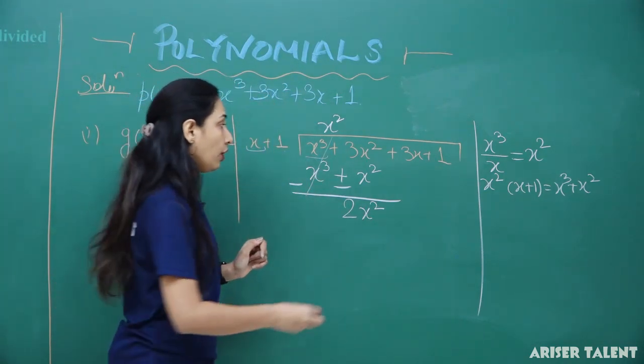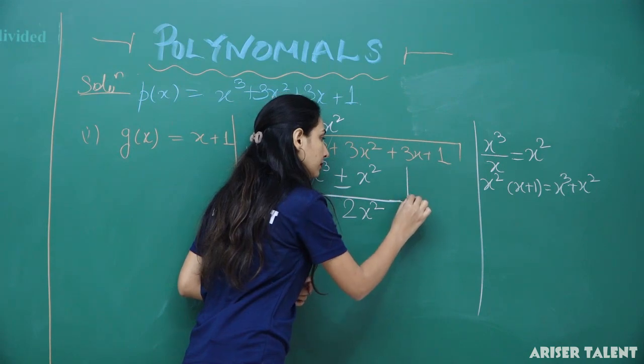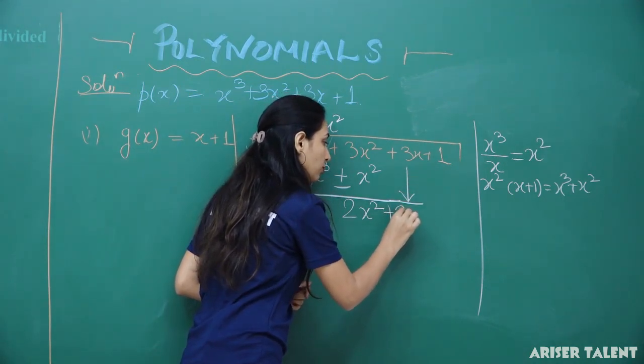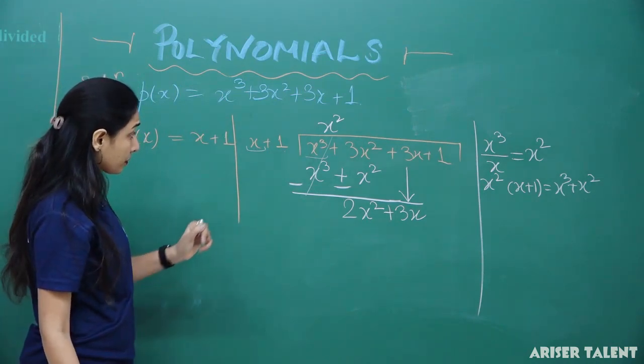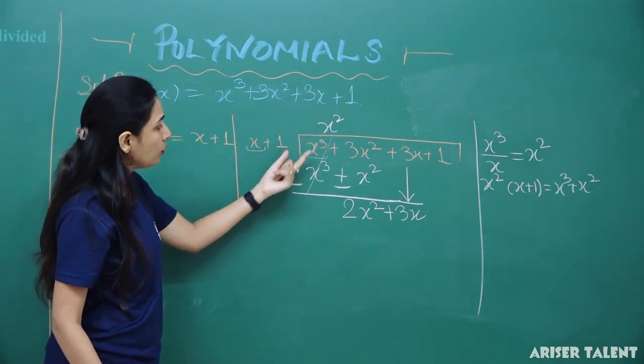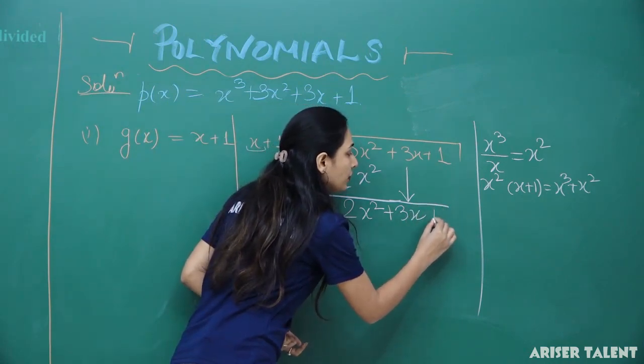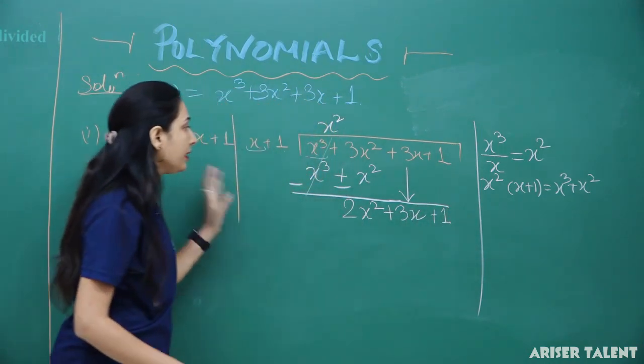Okay, now what will you do? I have this 3x here, plus 3x. Now what will you do? You can just write this plus 1 also here, the complete remaining terms.